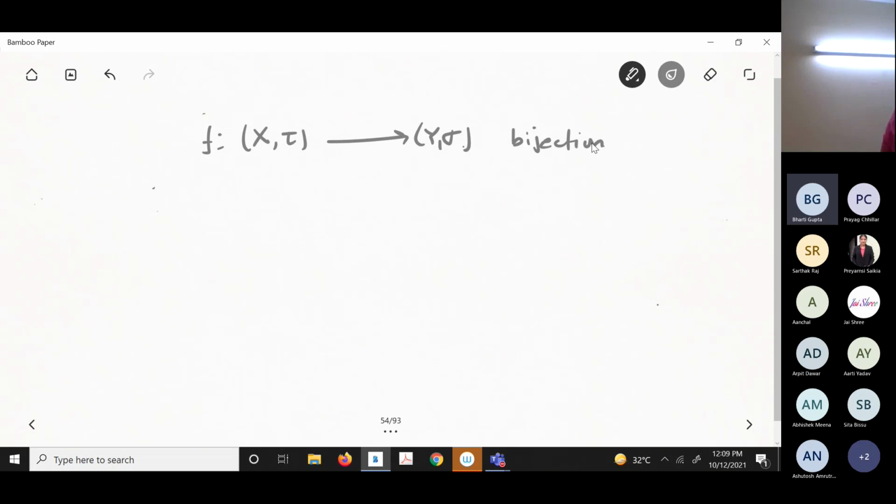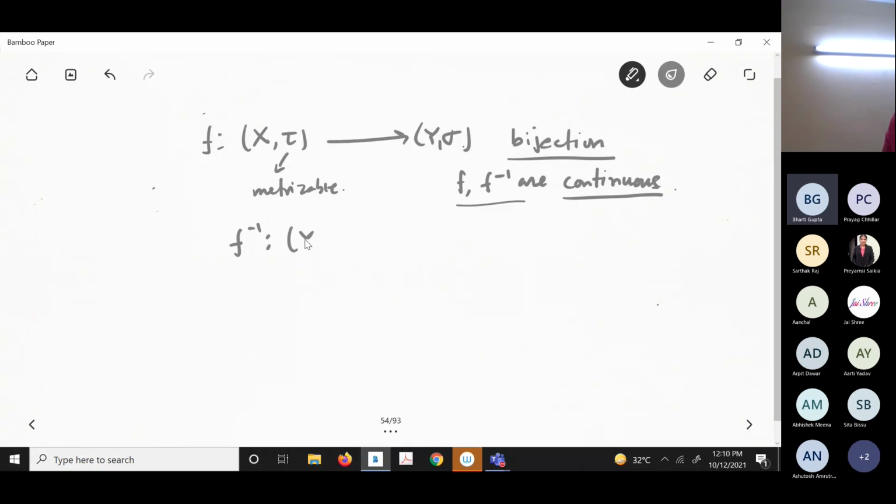That means a one-to-one correspondence, and these are topological spaces. Suppose this is metrizable, and you have one more easy condition: both F and F inverse are continuous. Such a map is called a homeomorphism. Right now, you do not need to worry about it. Next semester, I will teach you a lot more on that. Since it's a bijection, F inverse also exists. The hypothesis is that it is a bijection, so both maps are defined and both are continuous.